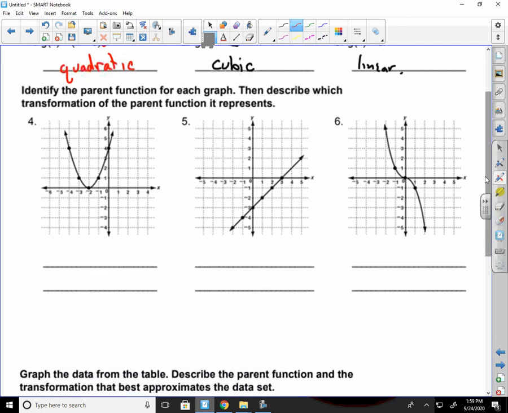Number 4, identify the parent function for each graph, then describe the transformation of the parent function it represents. So the parent function, because this is a u, is a quadratic. What transformation does it represent? It went to the left 2. Our original went through the point 0, 0. So it's a u, goes through 0, 0, 1, 1, then it goes up to 2, 4, goes through -1, 1, and -2, 4. And so I just picked the original up and moved it left 2.